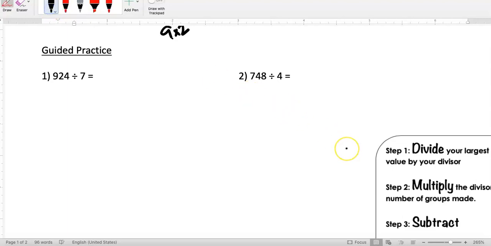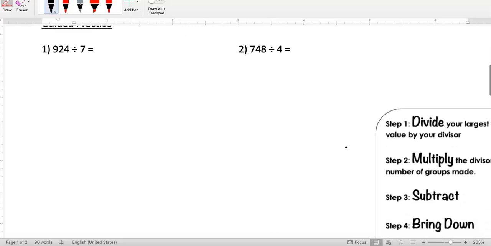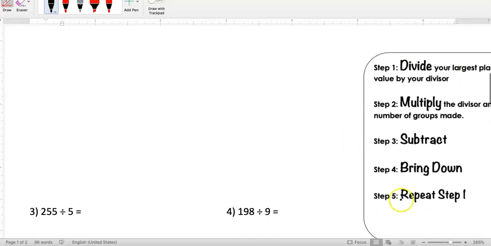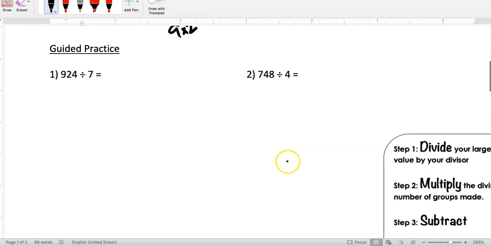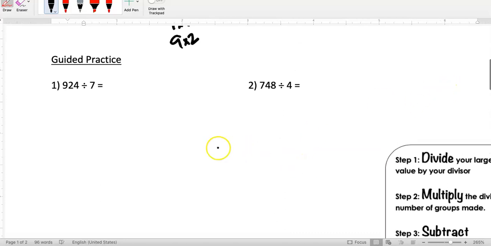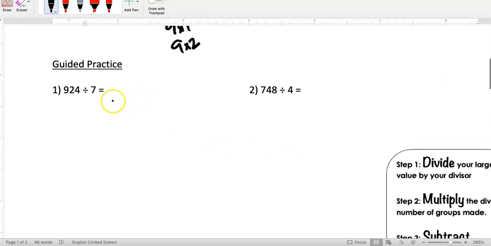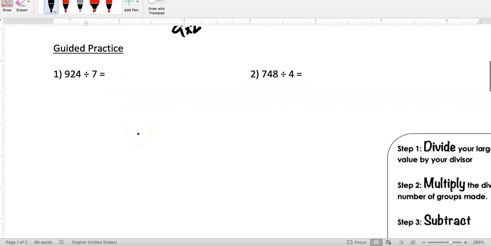Okay, let's go ahead and get started with our guided practice to help you prepare for your independent practice as well as your exit ticket. Please remember to use the steps that are in your assignment. They're posted here. It gives you literally every step that you need to take to make sure you're solving the problem correctly. This image is also in your assignment, so make sure you're using it and you're not just flying through your work because that's not going to help you prepare for next year.